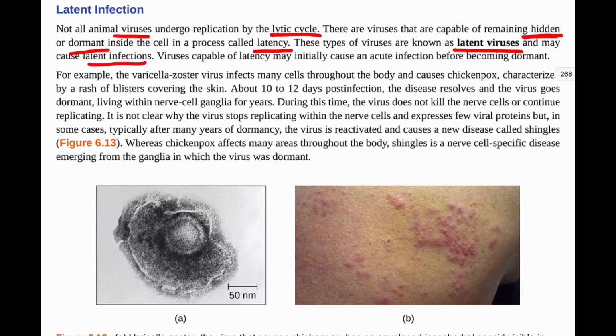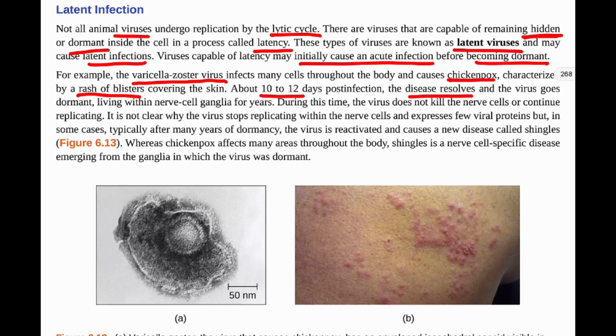So viruses that are capable of this may initially cause an acute infection and then it'll go dormant. So what we typically see is that when the person is first infected, they show symptoms of an acute infection, but then after that passes, there's this latency and it goes dormant for a while. So for example, the varicella zoster virus infects many cells in the body and it causes chickenpox. If you're familiar with that, you have sores all over the body, a rash of blisters covering the skin, but it only lasts about 10 to 12 days. And then the disease resolves, so those go away, the person is feeling normal again, but the virus isn't gone.